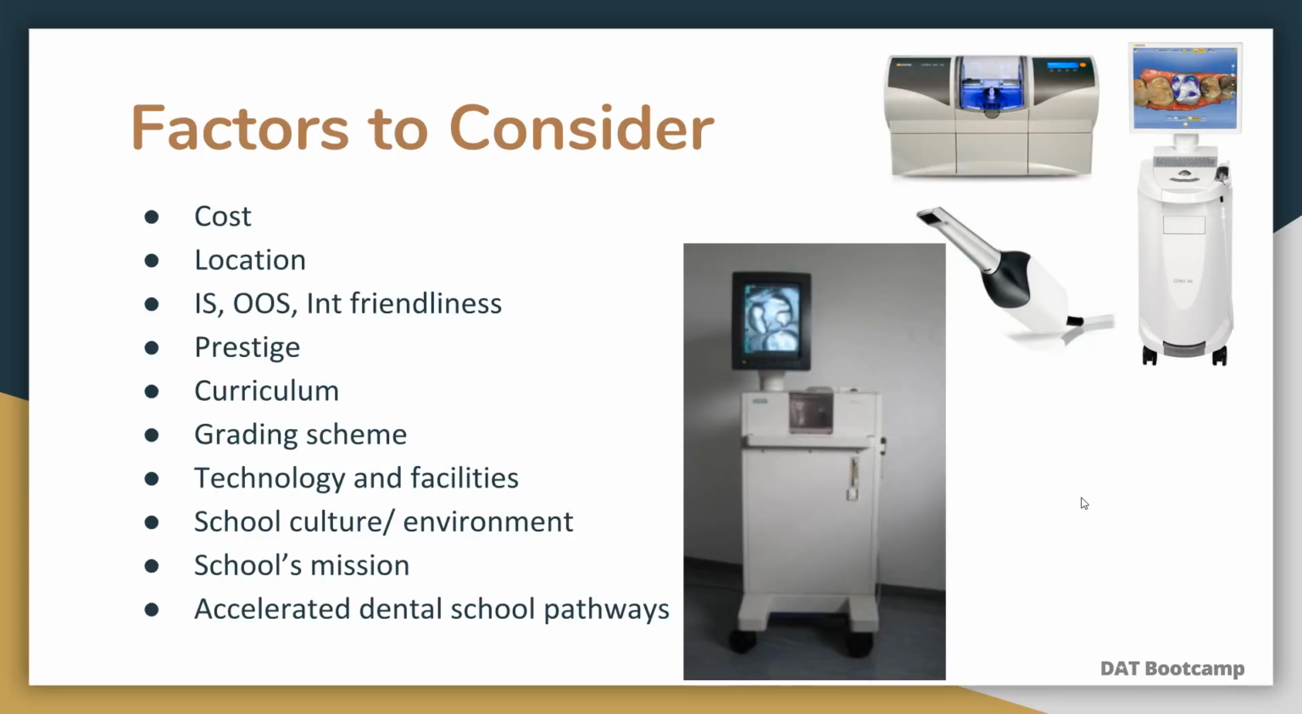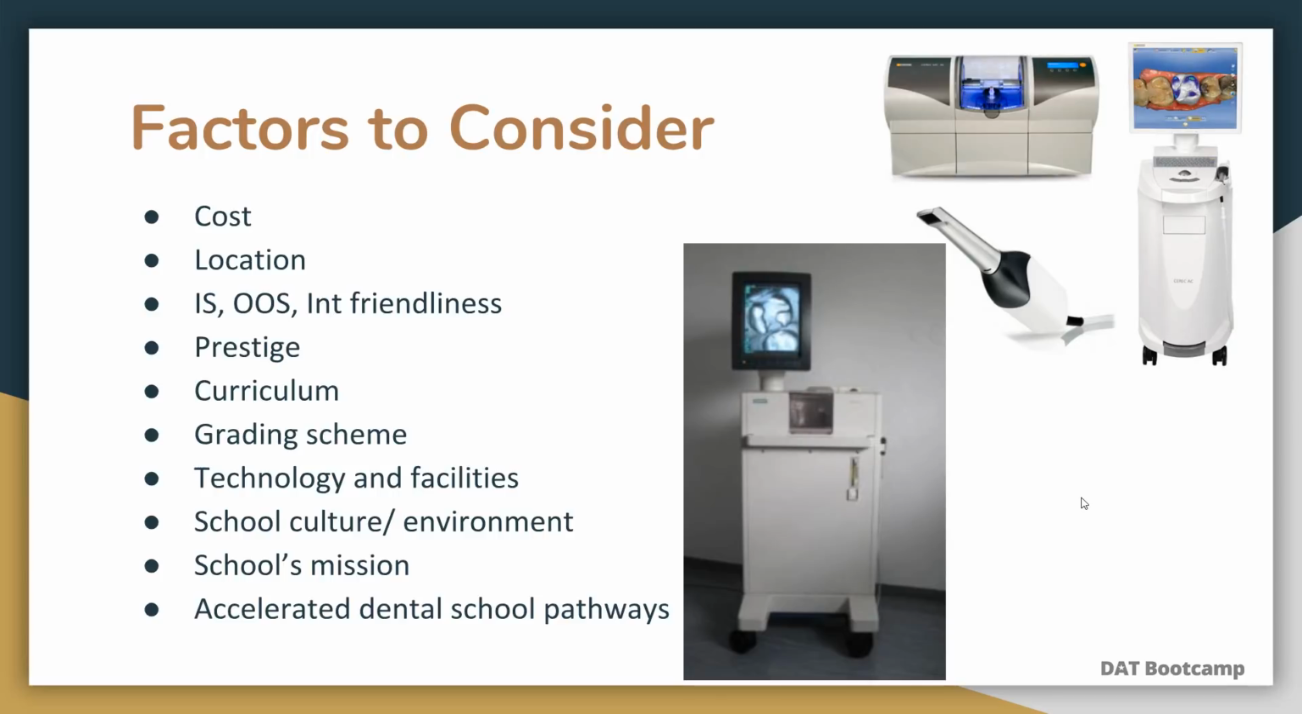The grading scheme. Is it an honors pass-fail? Is it just a pass-fail? Is it just purely GPA and rank? One thing I really like about Penn is that they rank the top 10 students and everyone else is number 11. They have a hybrid grading scheme where the lab courses are pass-fail and everything else is regularly graded. The technology and facilities at the school.